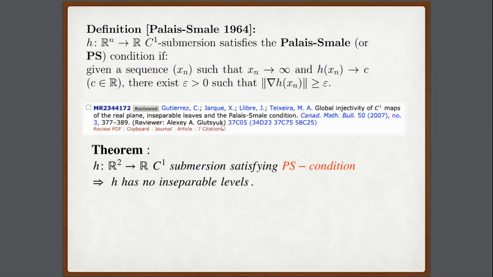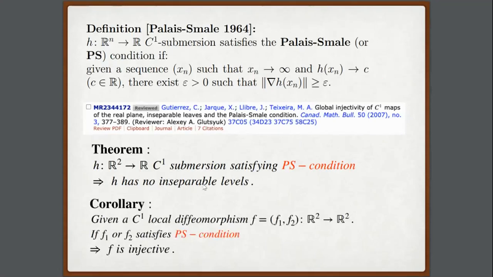And for example, Gutierrez, Jacques, Lieb, Teixeira, in the paper Global Injectivity of C1 Maps of the Real Plane, Separable Levels, and the Palais-Smale condition, proved that for a C1 submersion H from R2 to R satisfying the PS condition, H has no inseparable levels, which prevents that phenomenon. And this gives the corollary on injectivity: if F1 or F2 satisfies the PS condition, then F is injective. This is a good result that works very well in R2.